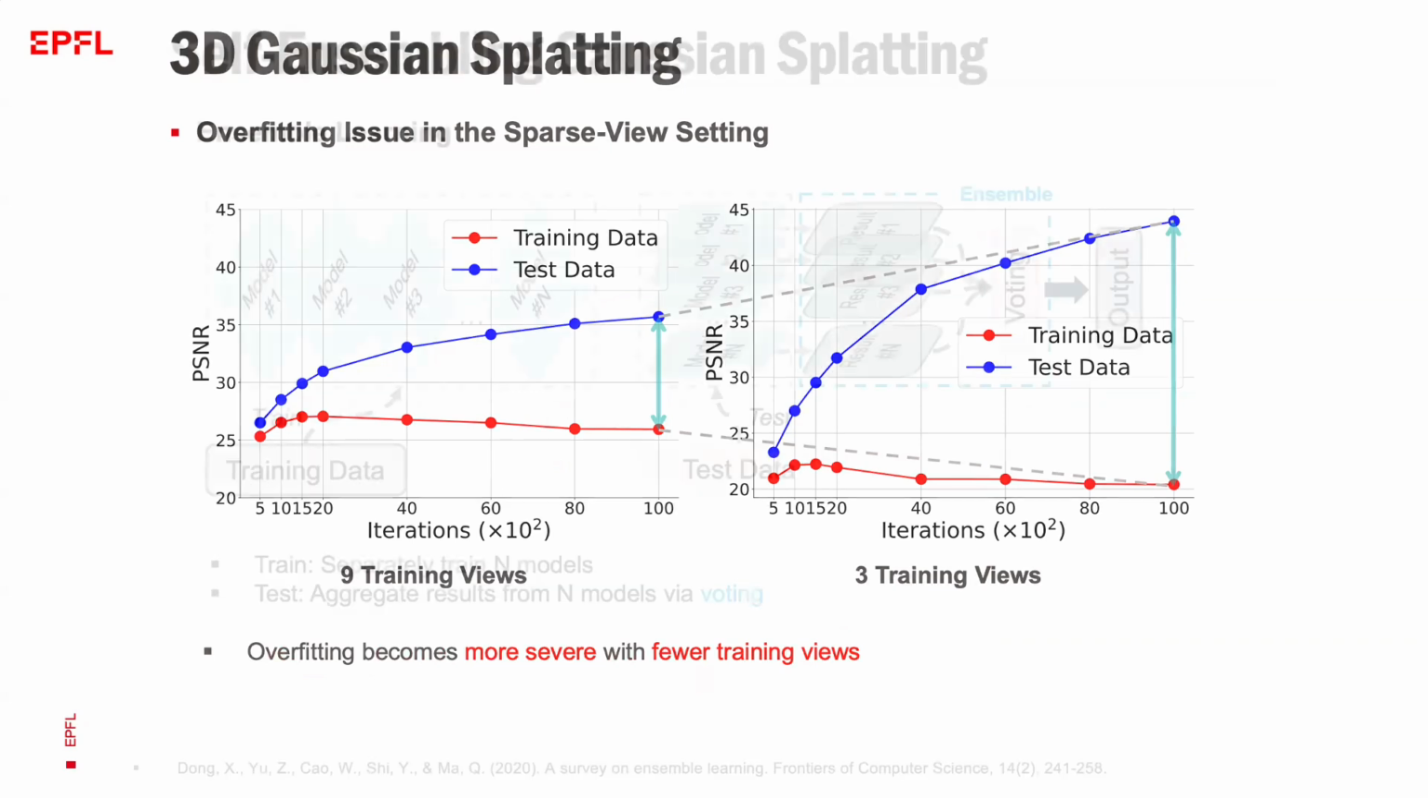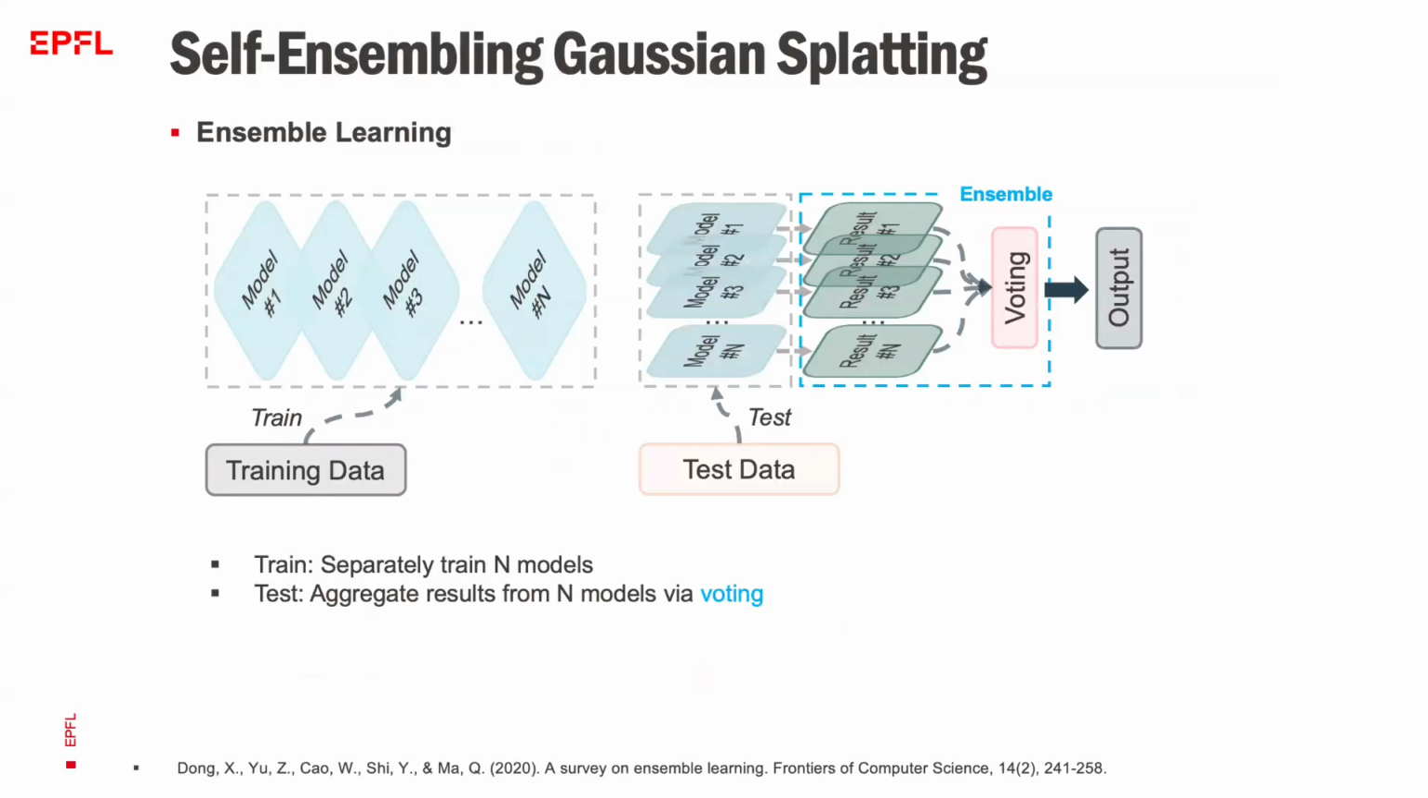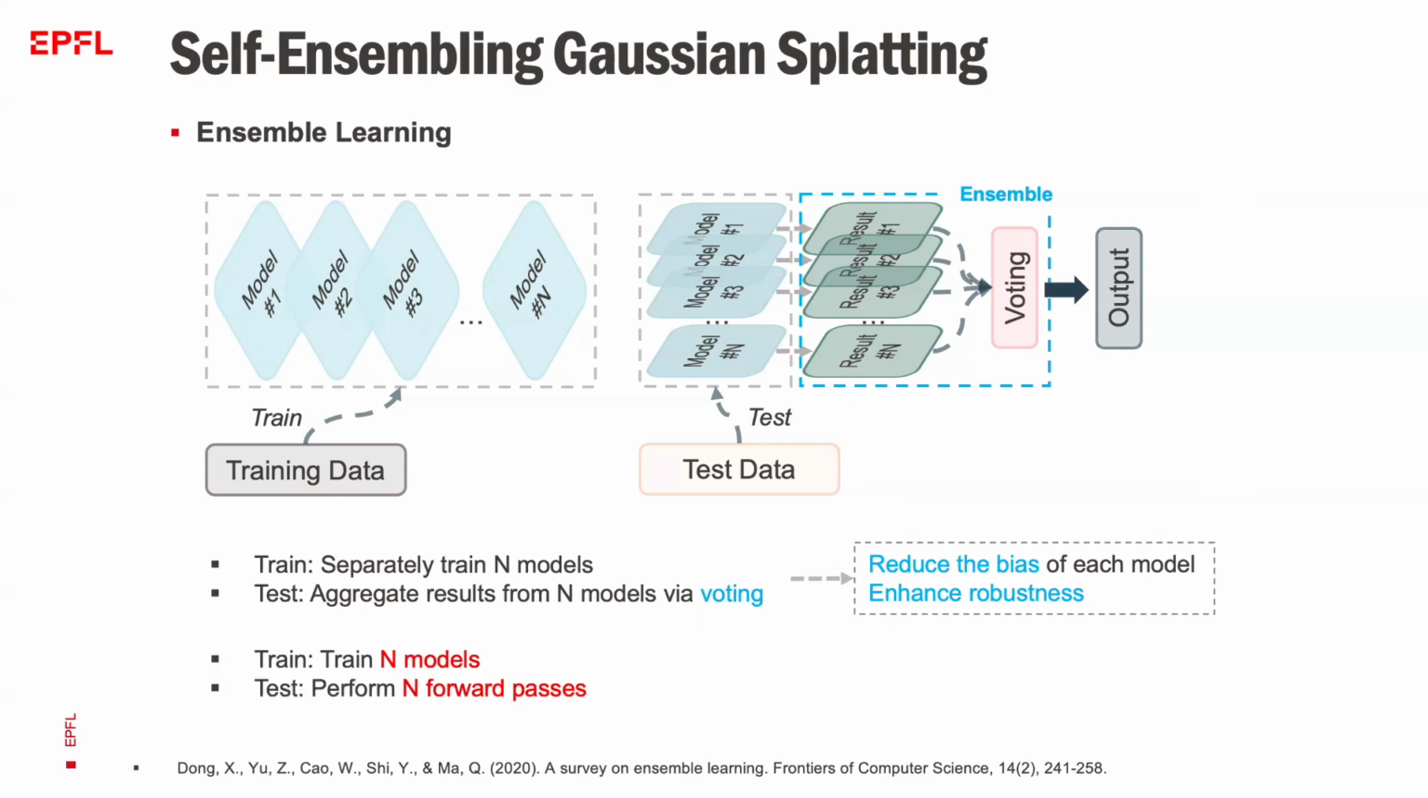To handle the overfitting issue, a straightforward baseline is ensemble learning. This shows a general pipeline of ensemble learning. During training, we train several models separately. At test time, all models are applied to the input, producing multiple predictions. A voting module then aggregates these predictions into the final output. This ensemble learning strategy can reduce the bias of each individual model and thereby enhance robustness. However, it needs to train multiple models and run all trained models during testing, which is computationally expensive.